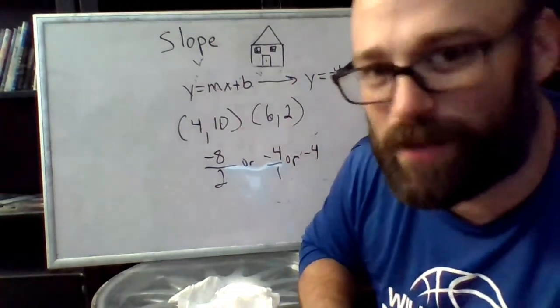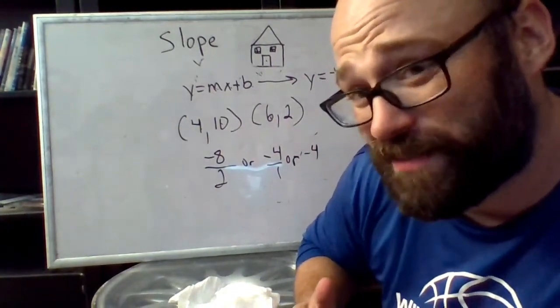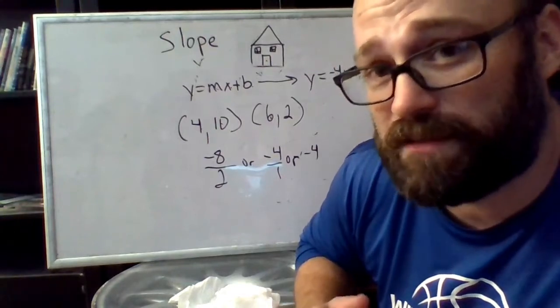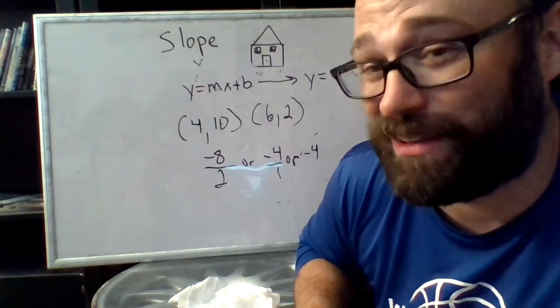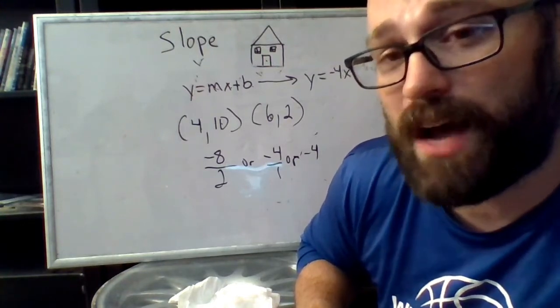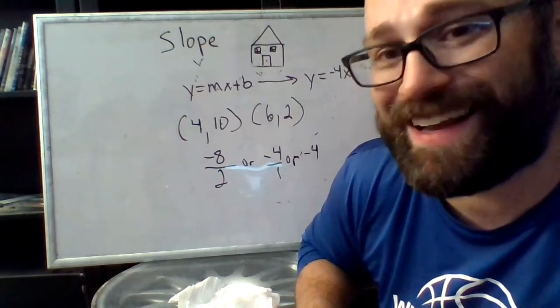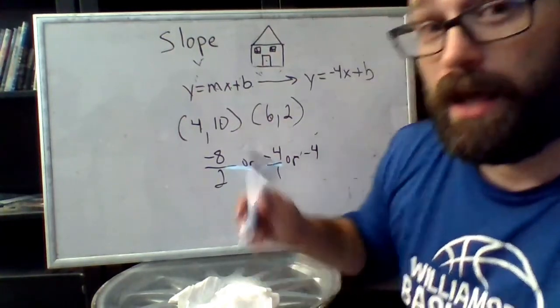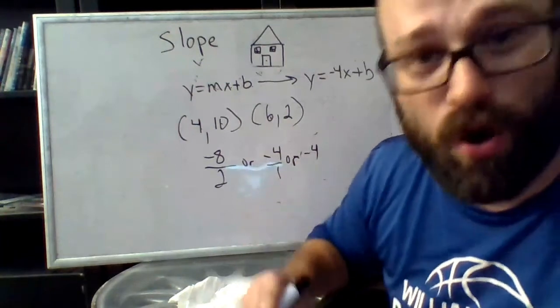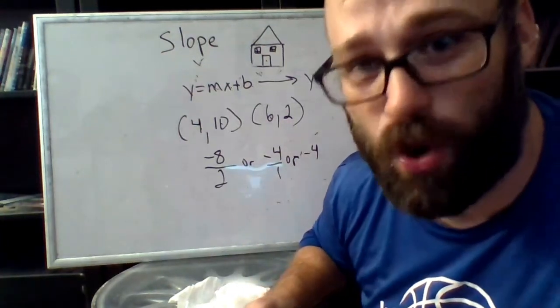Now, I need to find out what my b is. I can graph this if I want to. I can put this in a graph and make my line, or I can find this mathematically and find exactly what the y-intercept is. And here's how we do that. We're going to plug in one of our coordinate points that we know is on the line. These two points we know are on this line because they give us the slope.